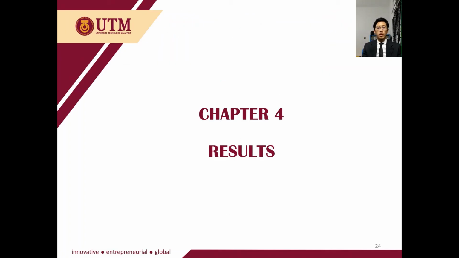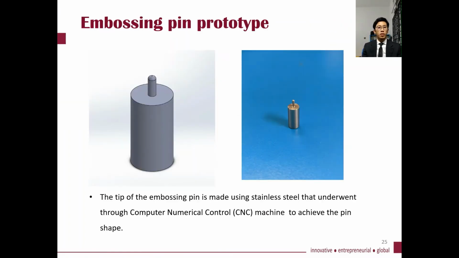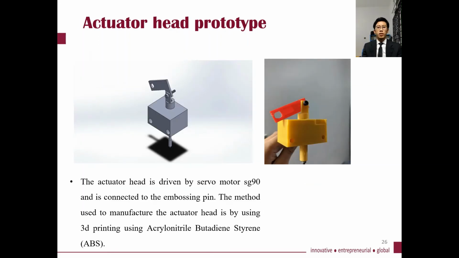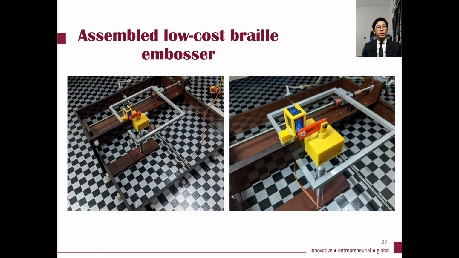Chapter 4 Results. As seen here in the left figure, the 3D SolidWorks drawing of the actuator head prototype, and in the right figure is the actual 3D printed actuator head prototype. The actuator head is driven by servo motor SG90 and is connected to the embossing pin. The method used to manufacture the actuator head is 3D printing using ABS. Here we can see the assembled low-cost Braille embosser with the actuator head attached to it.